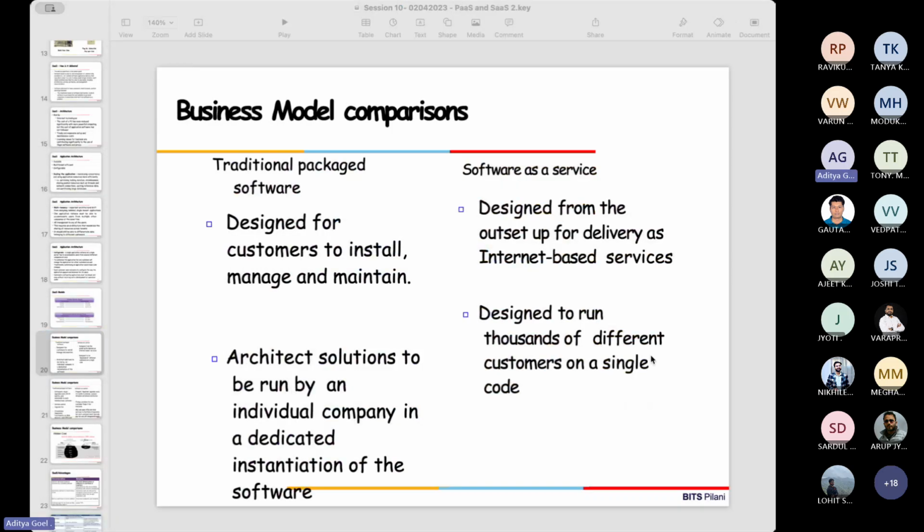So business model, if I can compare. If we have to build an application for a specific customer, it needs to be designed for that customer so that it can be installed, managed, and maintained. But here, it is all internet-based services which are provided in the case of SaaS. In the traditional package, we architect the solutions, which is run by the individual company, whereas here we have applications designed for thousands of customers using a single code base.